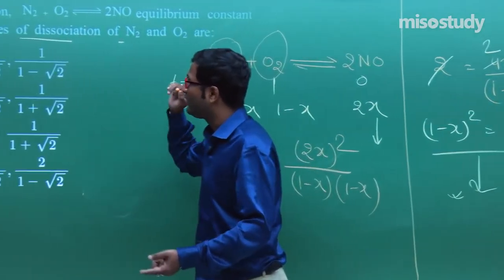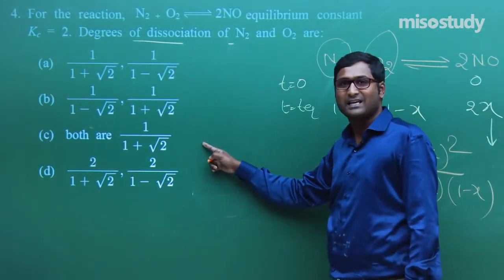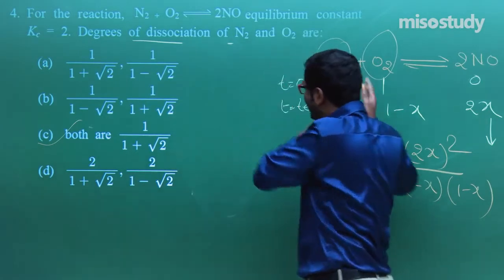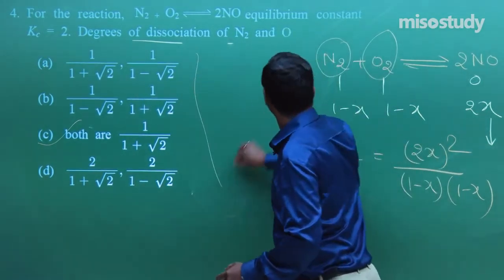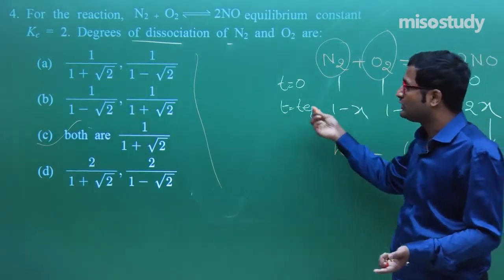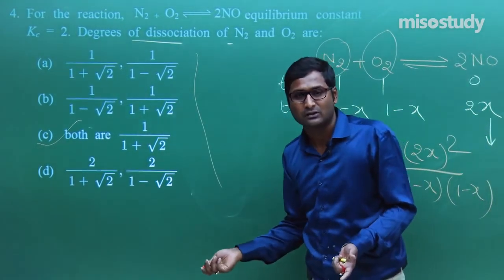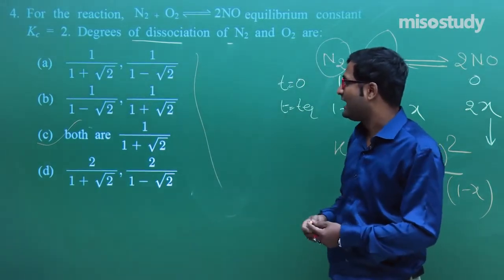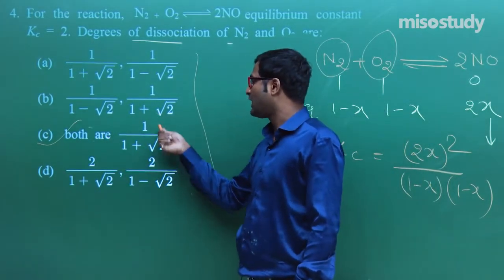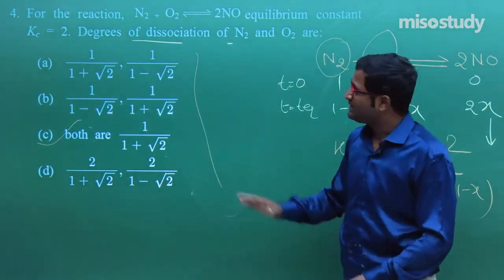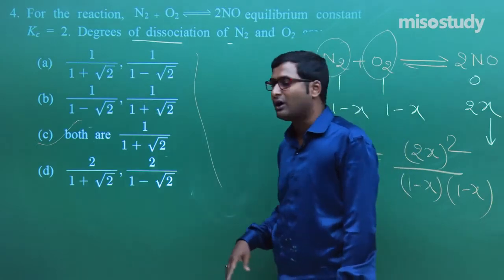In this expression, only one option has the same value. So this is so easy. No need to solve the entire question. The given amounts are equal, so they will have equal values of degree of dissociation, and in this case only one option has equal values, that is both are 1 by 1 plus root 2. Am I right, friend? It's so easy, you can easily solve such a question.